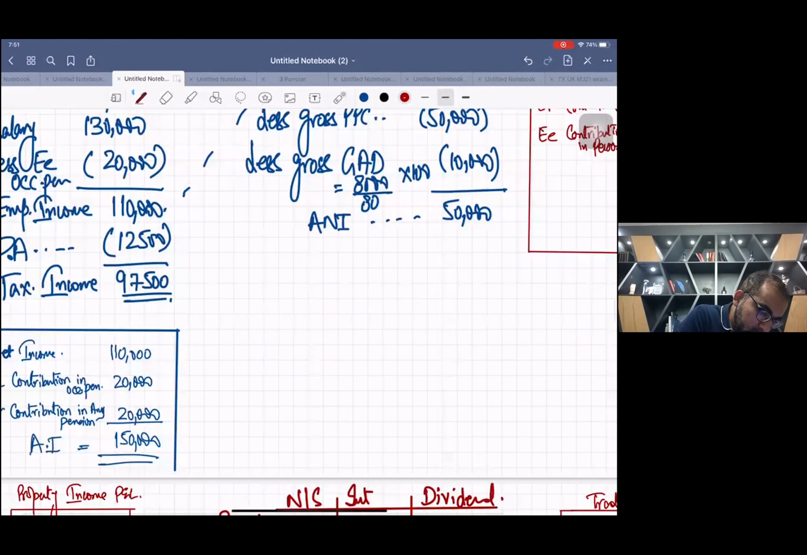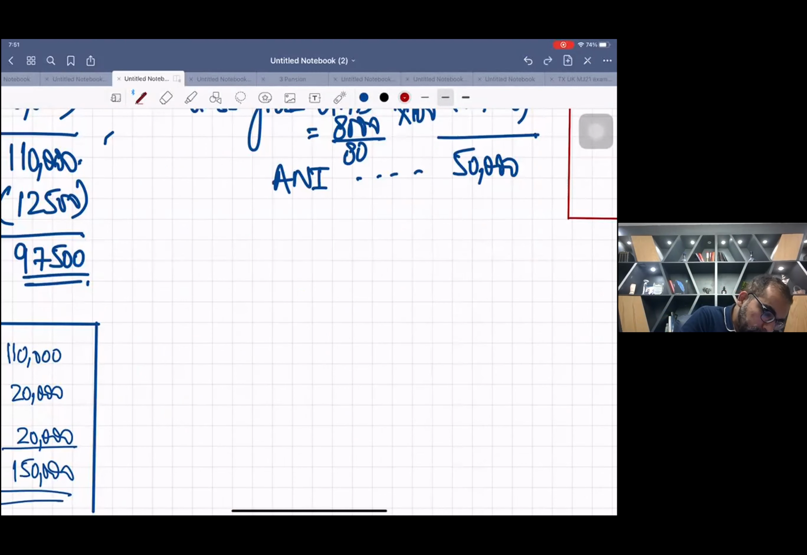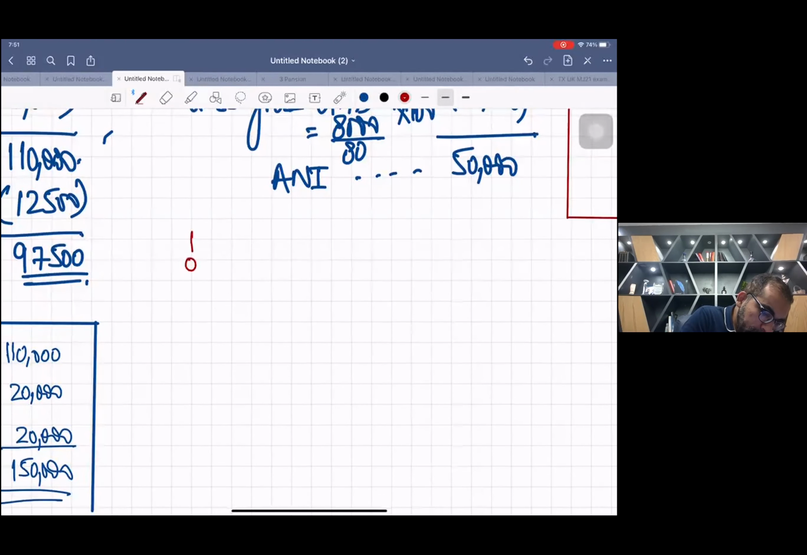Your normal bands were 0 to 37,500. Individual bands are stretched because of two things. Number one, gift aid donation.